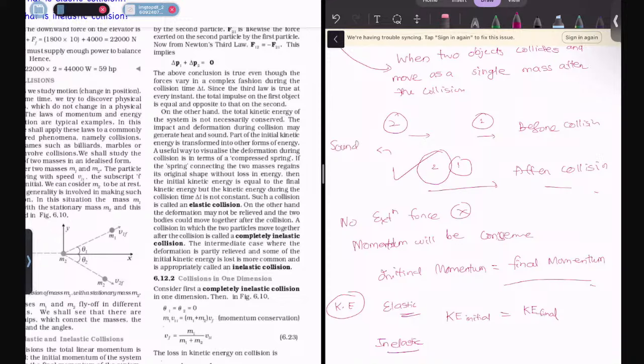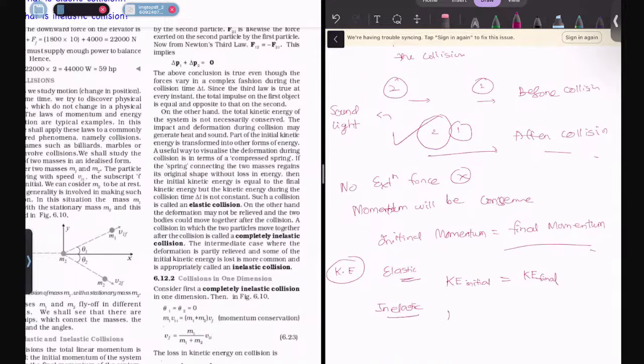You must have seen some accidents, guys. When the accidents are happening, when two bikes or two cars are colliding with each other, some of their kinetic energy will be converted to sound energy. Some of it will be converted to light energy, a little spark you'll see. Okay. So some of the energy is being converted to other forms of energy. That is why kinetic energy initial is not equal to kinetic energy final in case of inelastic collision.